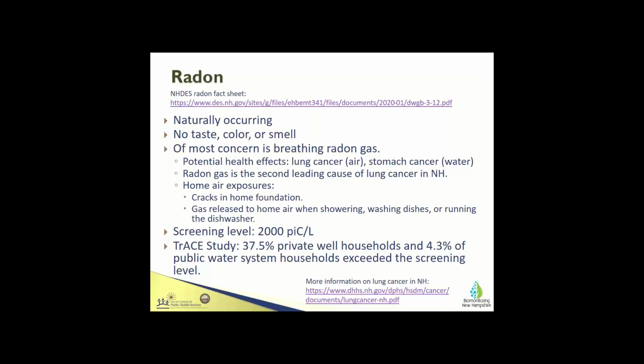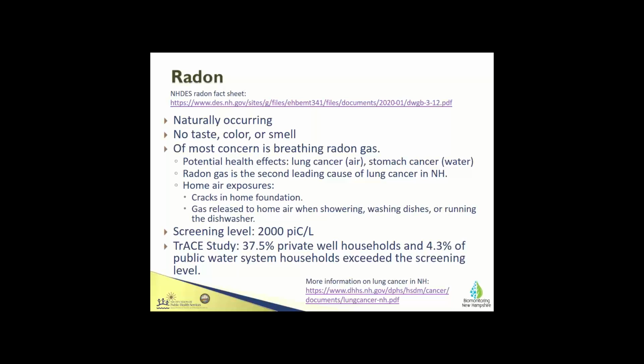The gas can enter your home air through cracks in your foundation or by exiting your water when showering or washing the dishes or running your dishwasher. 88% of the health risk from the radon in your water, though, is because it's exited your water and entered just your ambient air in your home, and then you breathe it in. In the US, 7% of homes have elevated air radon, but in New Hampshire, 30% of homes do.